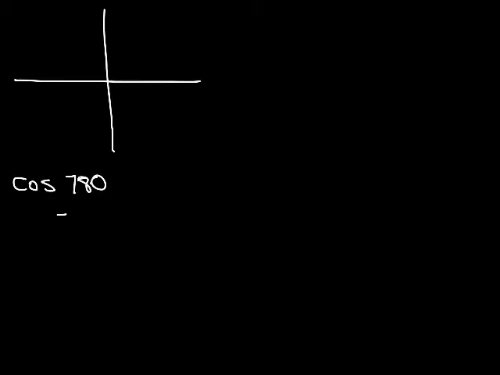In example 5, they're asking us to use coterminal angles, which I always do. I don't even consider using anything else, so they don't even have to say that really. But they give us the cosine of 780. So again, the cosine, the angle is bigger than 360, so we're going to take away 360.